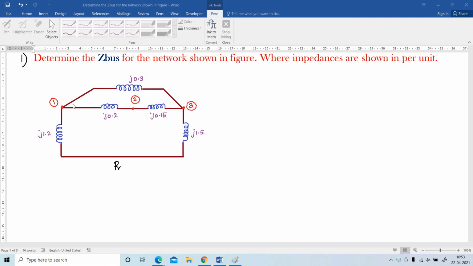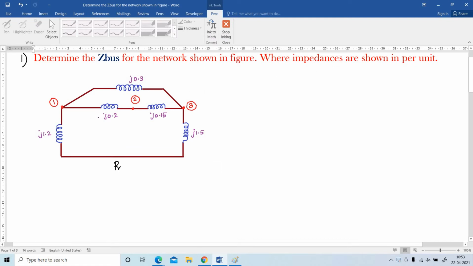Hi all, in this video I am going to explain how to find the Z-bus matrix of the given power system network using bus building algorithm. Problem 1. Determine the Z-bus for the network shown in figure, where the impedances are shown in per unit.